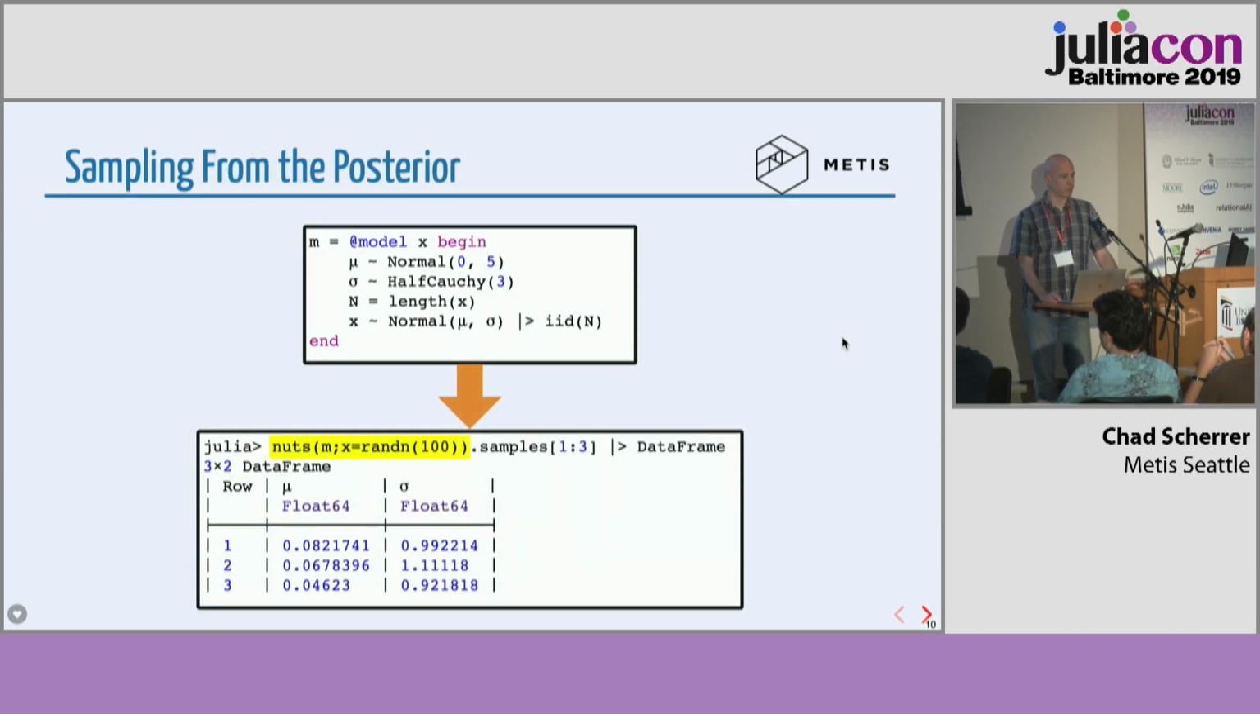If I want to sample from the posterior, we have to do something a little bit more elaborate. Cameron described the no U-turn sampler, and we use the same thing here. In this case, this is building off of DynamicHMC.